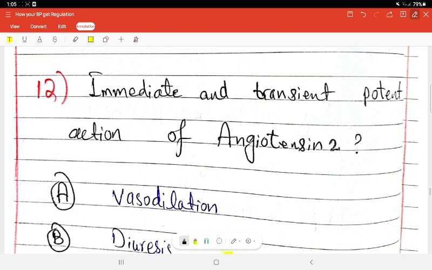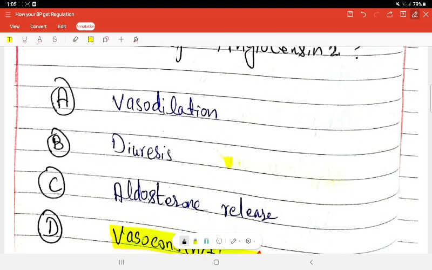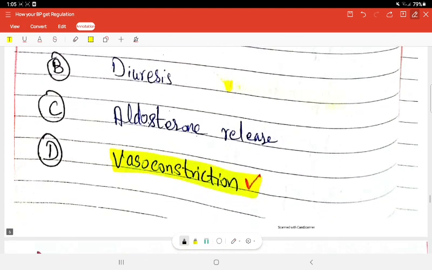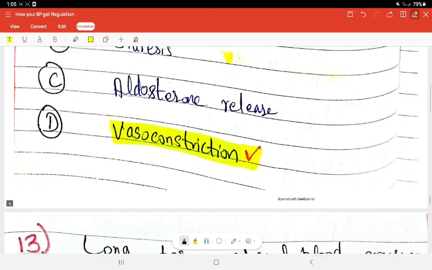Next, the immediate and transient potent action of angiotensin 2 is, see the options: first vasodilation, second diuresis, third aldosterone release, fourth vasoconstriction. So the correct one is vasoconstriction. Angiotensin 2 causes vasoconstriction of the arterioles.